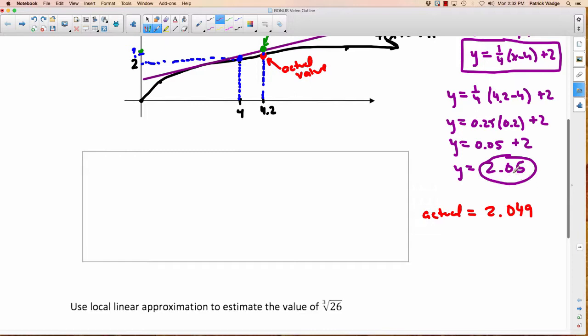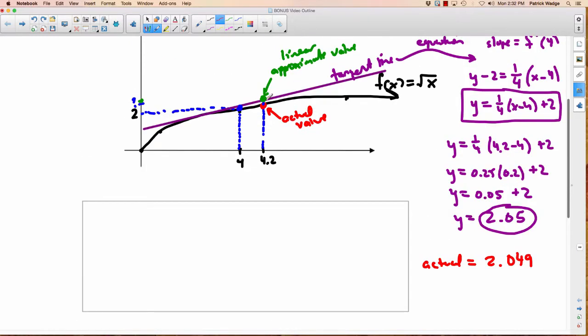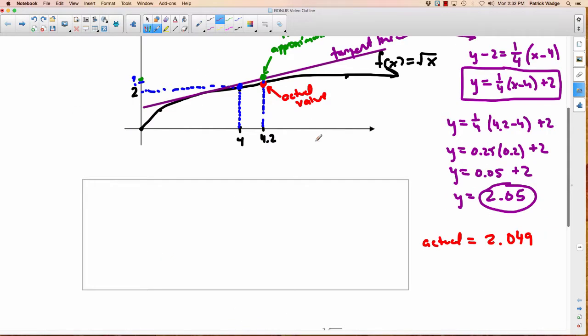Notice also that our answer, 2.05, is just a tiny bit bigger than the actual, and that's what you'd expect again, because the green dot that we found is just a tiny bit higher than the red dot, which was the actual value. Okay, this is linear approximation.